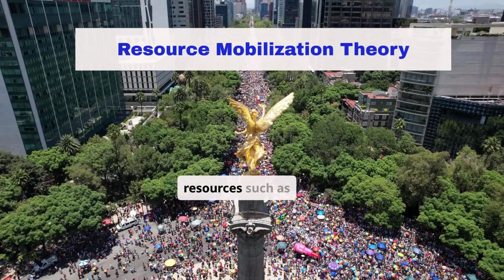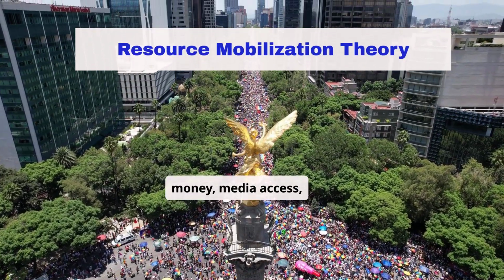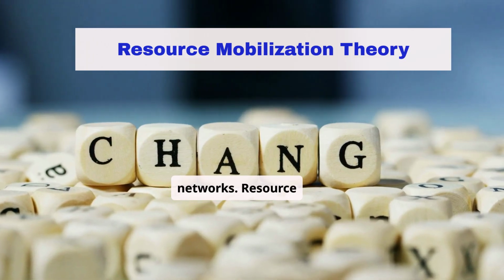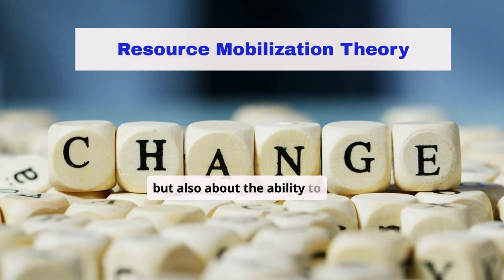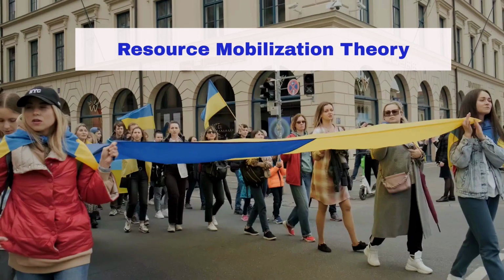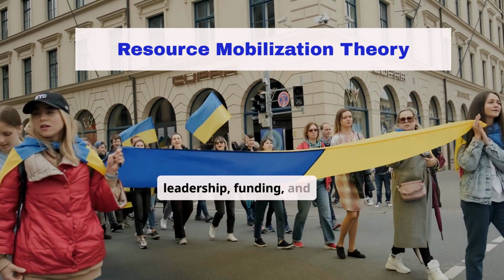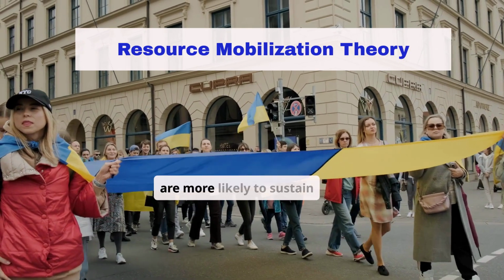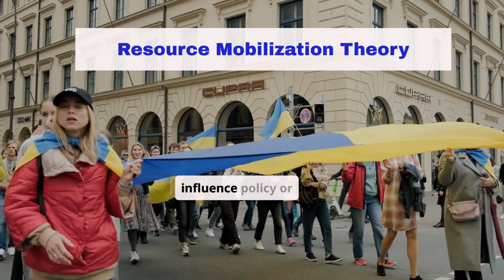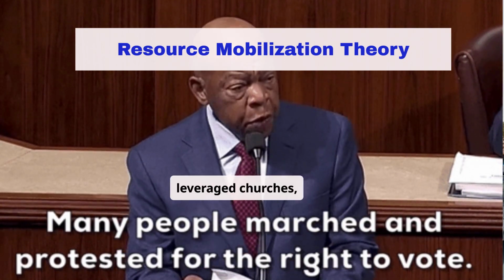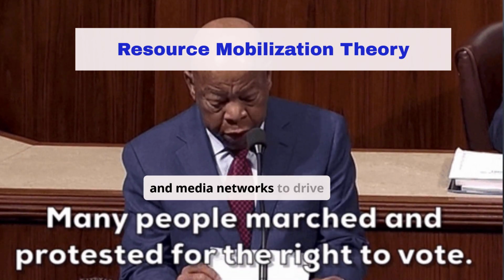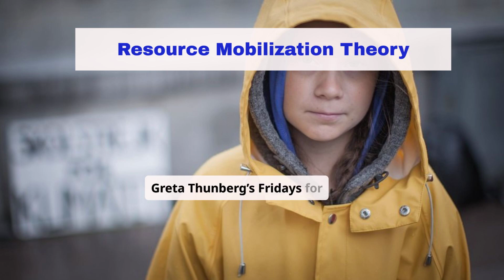Social movements depend on resources such as money, media access, and organizational networks. Resource mobilization theory emphasizes that success is not just about grievances, but also about the ability to secure and utilize these resources. Movements with strong leadership, funding, and communication strategies are more likely to sustain themselves and influence policy or cultural change. The civil rights movement leveraged churches, legal organizations, and media networks to drive political change, while Greta Thunberg's Fridays for Future movement has effectively used crowdfunding and social media to sustain global climate strikes.